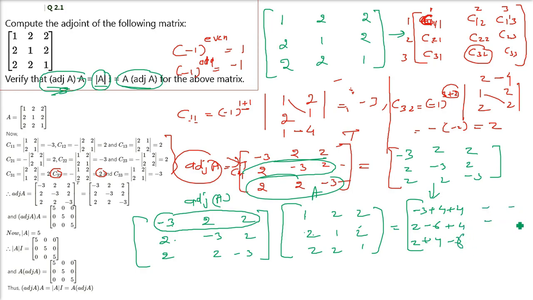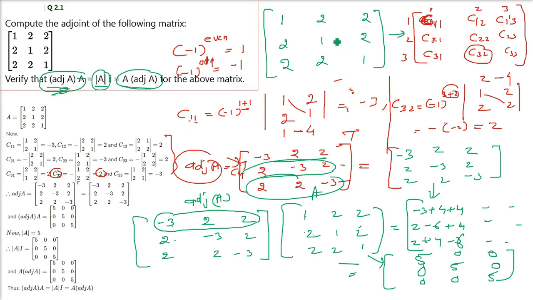Now, whatever you get, I hope you will be able to do it. I'll show you only the first column. It is going to be 5. This is going to be 0. This is going to be 0 again. And the rest I'm just writing 0, 0. The diagonal will be 5, others will be 0. So it's basically a scalar matrix with 5 at one's place.